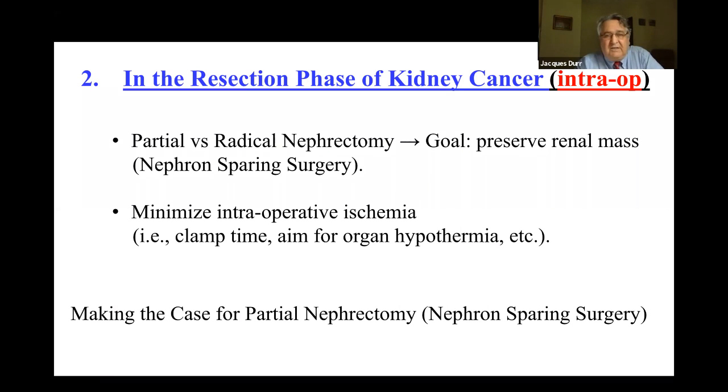In the resection phase of the patients, this depends mainly on the surgeon. The nephrologist has very little input. But what one needs to focus on during operation is to keep warm ischemia very short. If ever possible, try to do nephron-sparing surgery and choose partial rather than radical nephrectomy.